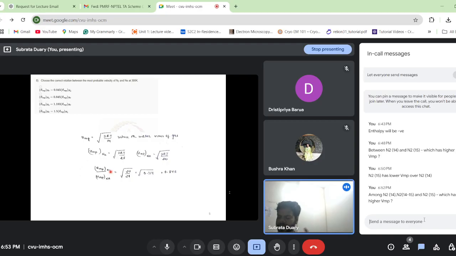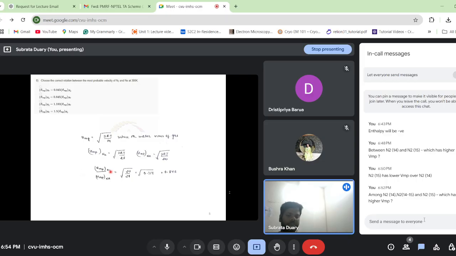Remember, you need to consider the concept of reduced mass here. For nitrogen 14 and 15, you may or may not consider reduced mass, but if you increase the mass by 1 unit, the species with the increased mass will always have higher mass than the previous one. So nitrogen 14, which has the lower mass, will most probably have higher velocity than the other two.